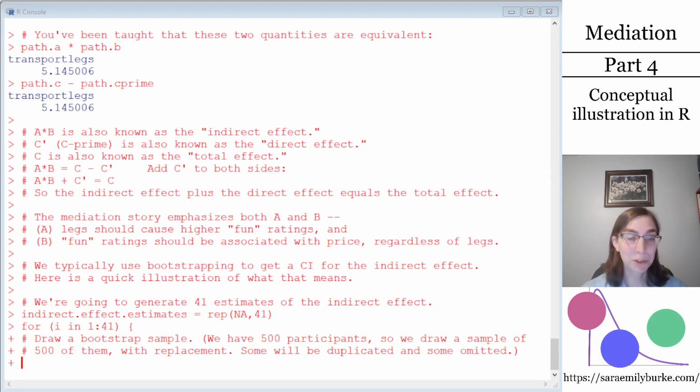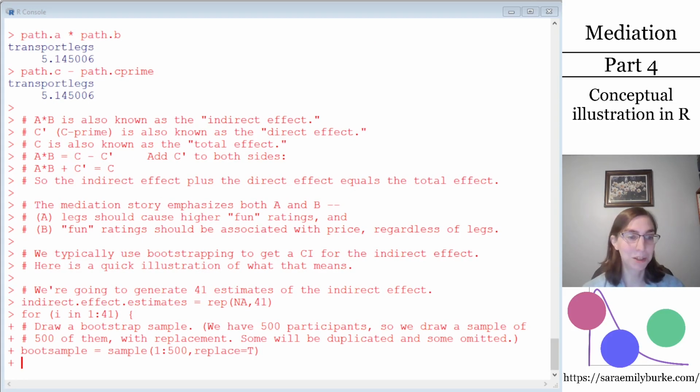There are 500 participants in the robots dataset that I'm working with right now, so I'm going to draw a sample of 500 of those participants, but I'm drawing it with replacement, so some of the participants will be duplicated and some will be omitted. The sample function allows me to accomplish this with the argument replace equals TRUE.